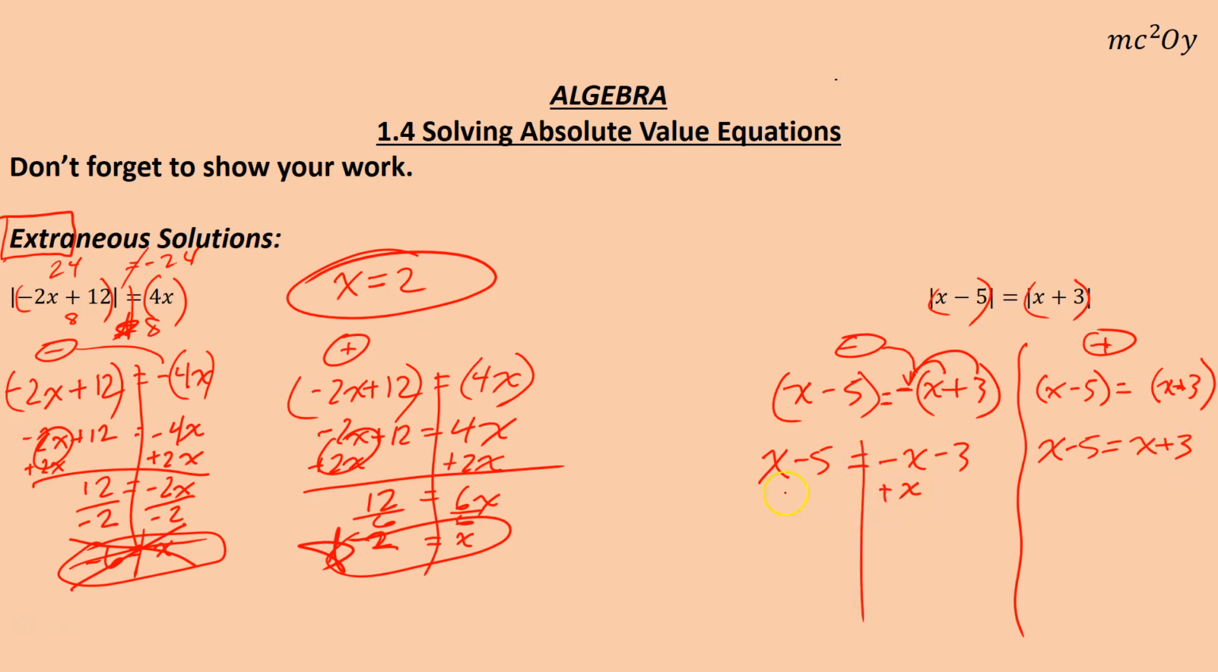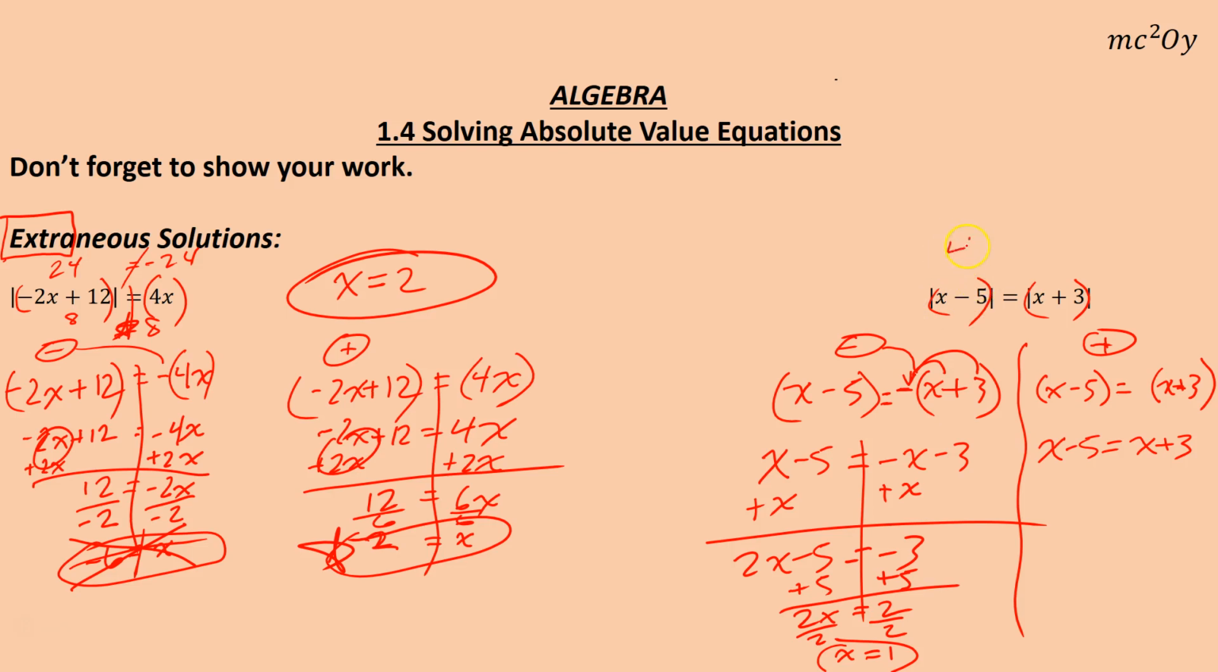We'll go ahead and add x. Add x, we get 2x minus 5 equals negative 3. Add 5, we get 2x equals 2, divided by 2, x equals 1. Okay? And then here, let's test that one. We'll put the 1 in. 1 minus 5 is negative 4. Absolute value of negative 4 is 4. And 1 plus 3 is 4. Absolute value of 4 is 4. We're good. This one works.